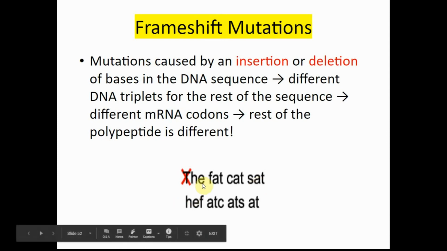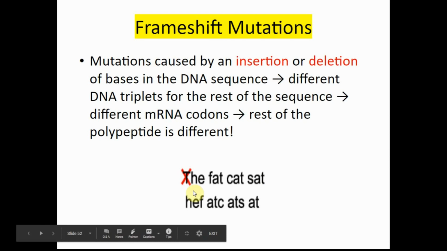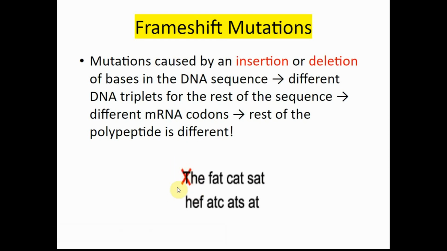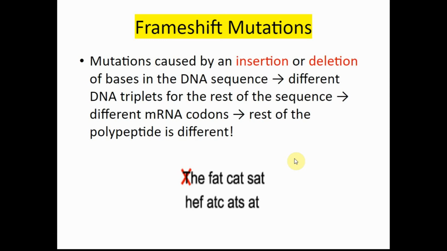For example, let's say this sentence right here is supposed to represent bases within an mRNA sequence. Notice that they're grouped in 3s, just like the bases in mRNA are grouped in codons. And let's say we deleted one letter or one base from the beginning of the sequence. But then we still grouped everything in 3s. The problem with that is now we've shifted the reading frame and our sentence no longer makes sense. This is what's going to happen in a polypeptide. Every codon will be different, and pretty much every amino acid after the mutation will be different as well.